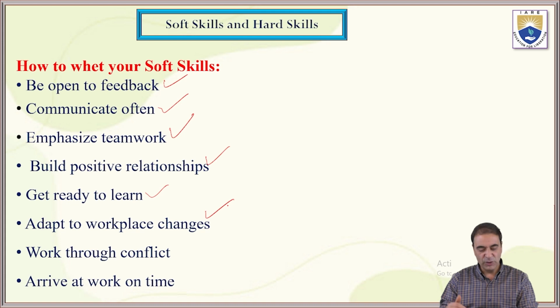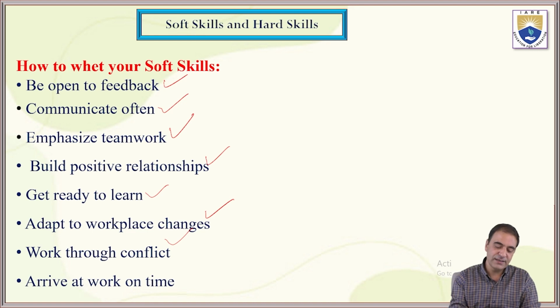Next one is adapt to workplace change. And one needs to be very flexible when it comes to workplace change. We should adapt ourselves to any workplace change. And the next one is work through conflict. When there is a conflict, or a conflict of interests, you need to work through such situations, because there you will come to know many things about human traits, about personality traits, and in this way, it will help you to sharpen or whet your accumulated knowledge about things or about people.